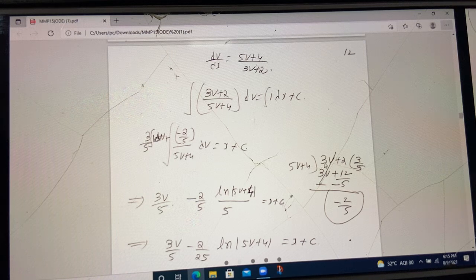First term by first term: 3v by 5v, that is 3 by 5. When you multiply, it is 3v plus 12 by 5. Take LCM: 2 minus 12 by 5, that is minus 2 by 5. This is the quotient, this is the remainder, this is the divisor.